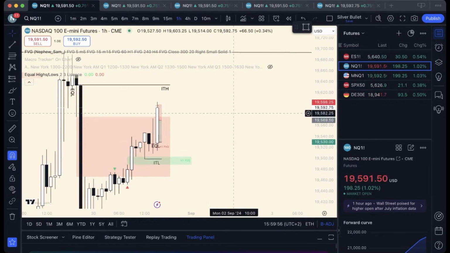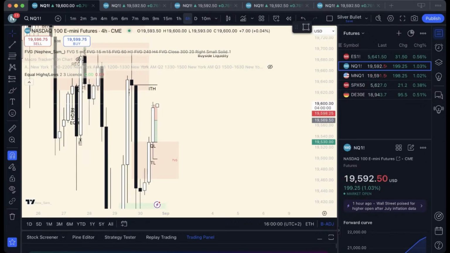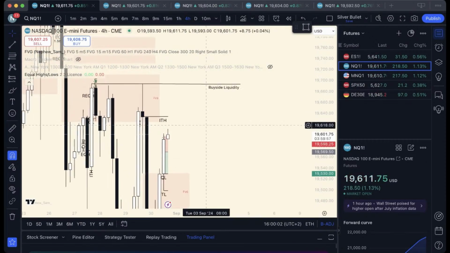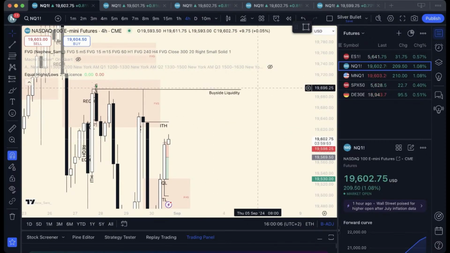Yeah, so we inverse this 1 hour and 4 hour. So I'm pretty sure we'll go to this internal high at least, and then later this day probably going to the 93.